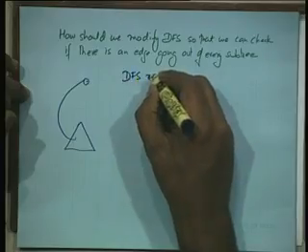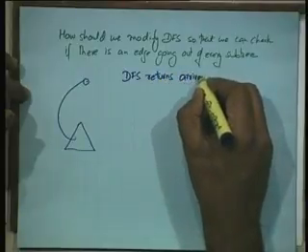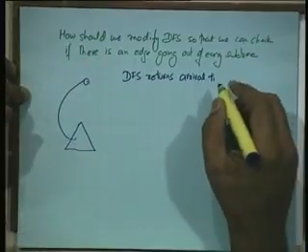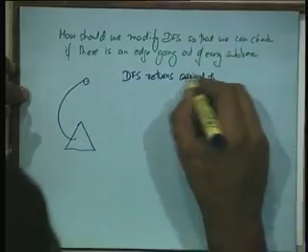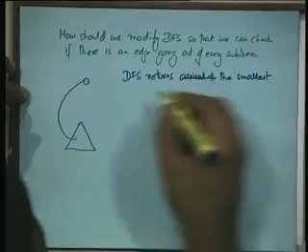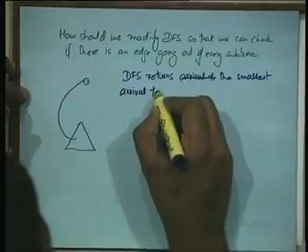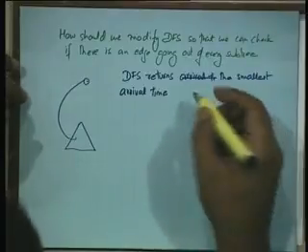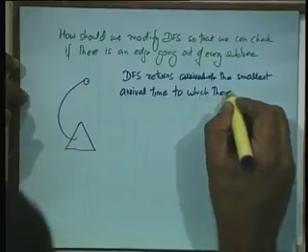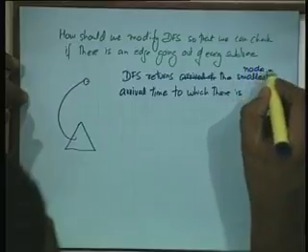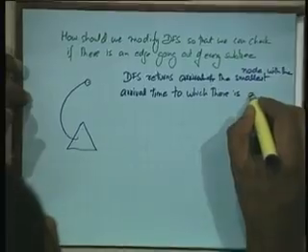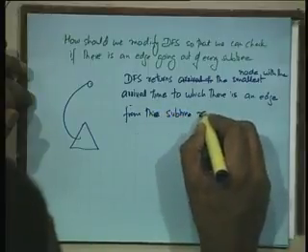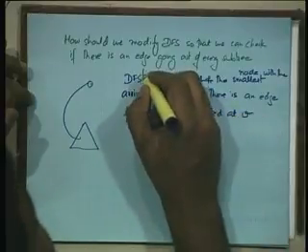The DFS returns the smallest arrival time, the smallest arrival time to which there is an edge from this subtree, from the subtree rooted at, let us say, V. So, DFS V returns this, right.